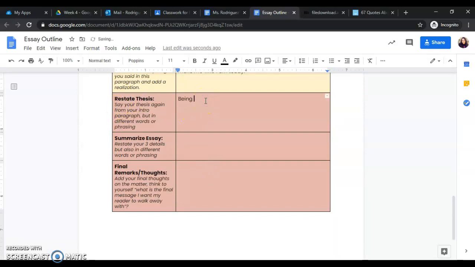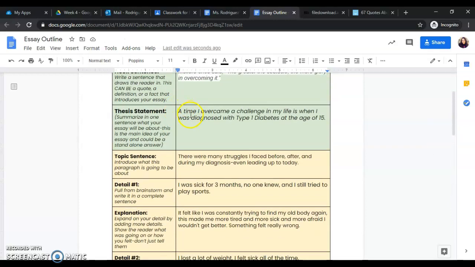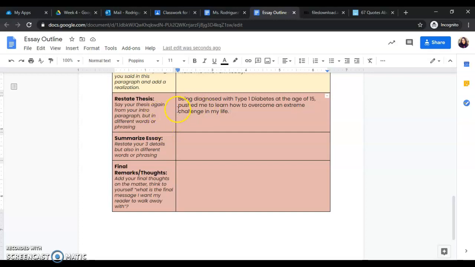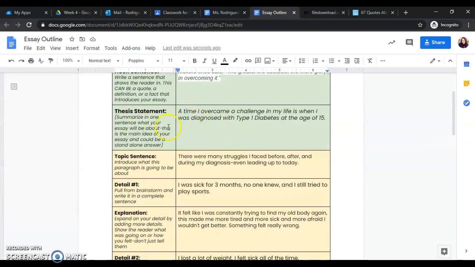So I'm going to say, being diagnosed with type 1 diabetes at age 15 pushed me to learn how to overcome an extreme challenge in my life. So again, I restated my thesis, which is just up here, just in different words, so it makes sense. So I said, being diagnosed with type 1 diabetes at the age of 15 pushed me to learn how to overcome an extreme challenge in my life. Very similar, but it's not the same, right?